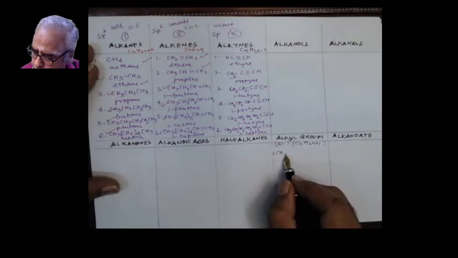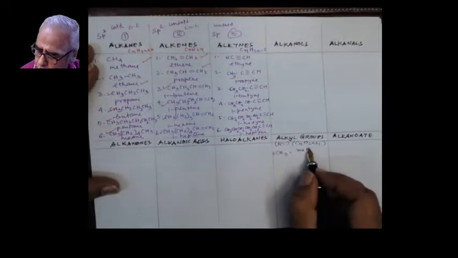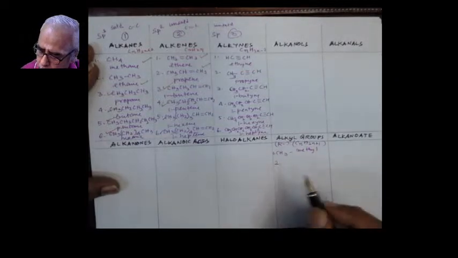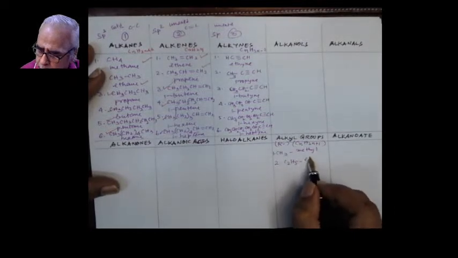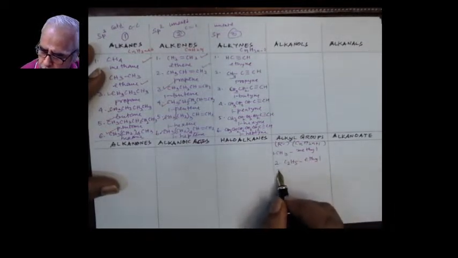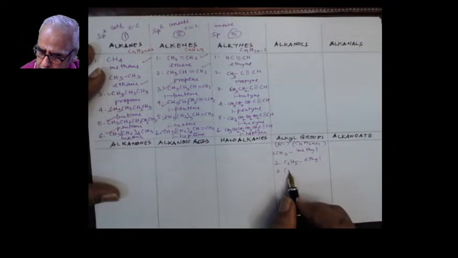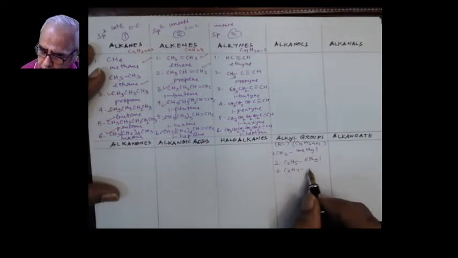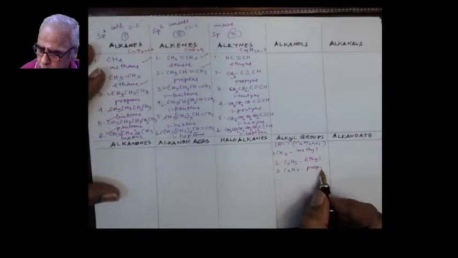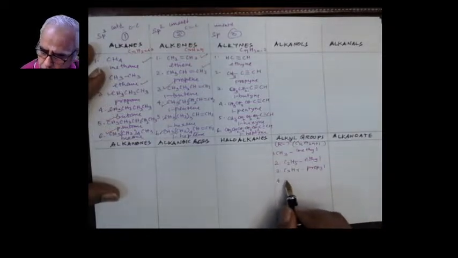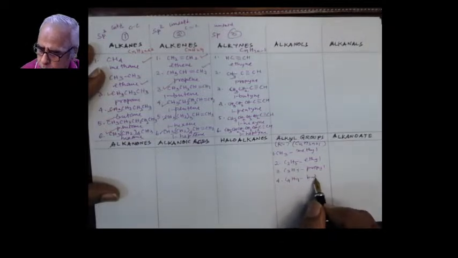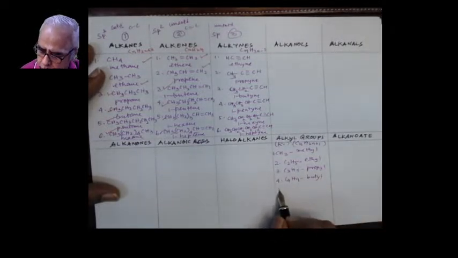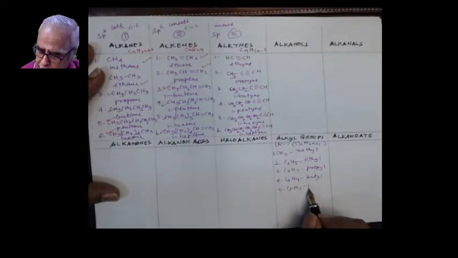Okay, methyl group. And what about the next one? Ethyl. So C2H5. Ethyl group. What about the next one? Propyl, C3H7, propyl group. Next one, butyl group, C4H9, butyl group. 5, C5H11, so pentyl group.